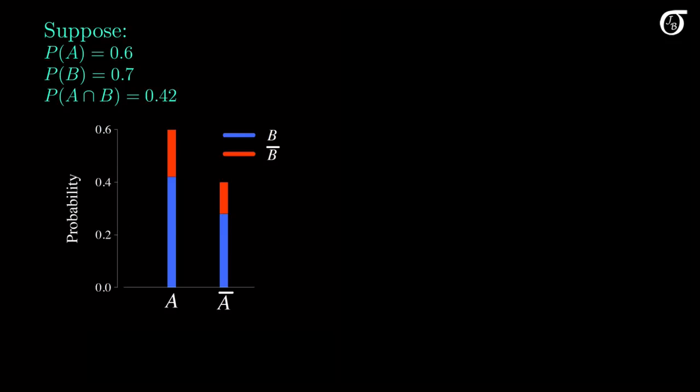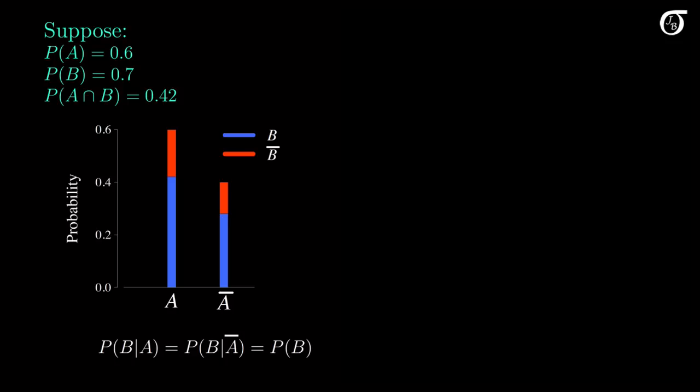When A and B are independent, as they are here, the proportions of red and blue are the same in the two bars. The blue portion, corresponding to event B, makes up 70% of the A bar, the bar on the left, and 70% of the A complement bar, the bar on the right. Whether we are within A or within A complement, the red-blue ratio is the same. The probability of B is 0.7, whether we know A has occurred, we know A complement has occurred, or we know nothing at all.